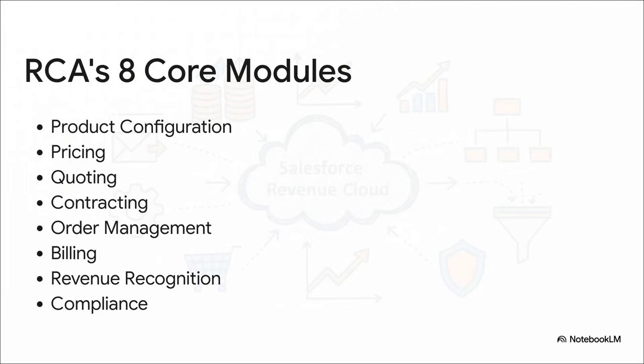Okay, so at its core, RCA is built around these 8 distinct modular components. But here's the key: don't think of them as just a list of features. Think of them as building blocks, like Legos. This design means you can implement them piece by piece. For instance, you could tackle quoting and pricing first while your old billing system stays connected for a bit longer. This lets your teams run in parallel, right? The pricing folks can work on their logic while the ops team focuses on order flows. It just speeds everything up.